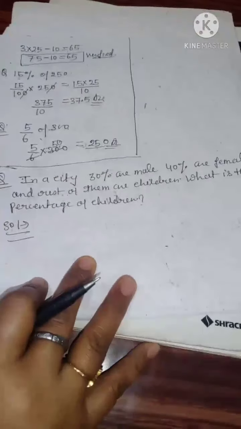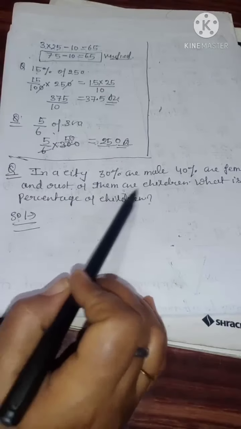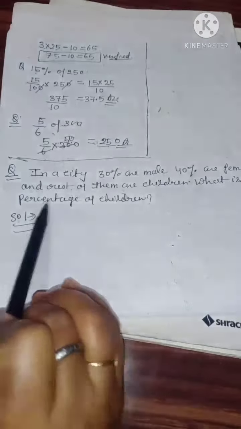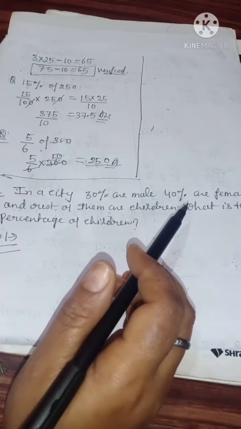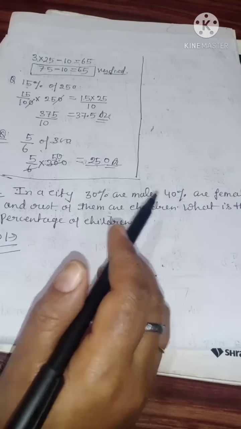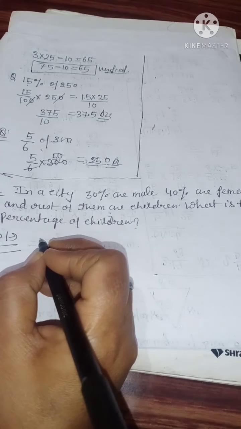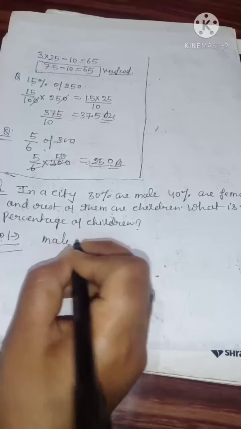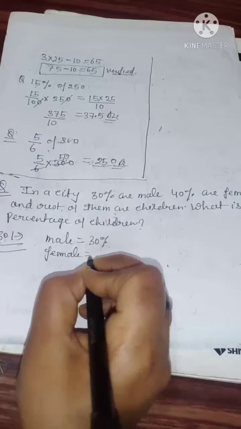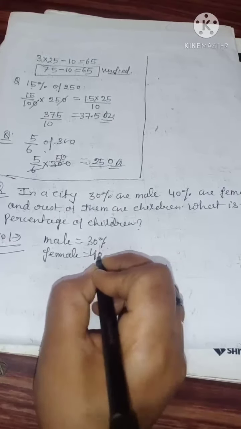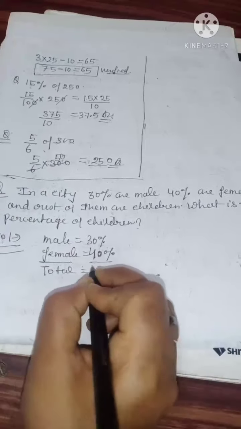See that now, beta, next question. In a city 30% are male, 40% are female, and the rest of them are children. What is the percentage of children? So how will you do this question, beta? See that, in percentage we always consider that the population of a city or town or a country is always supposed to be 100%. So male are how much? 30%. Okay, female are how many? 40%. Okay, so total is how much? 70%.